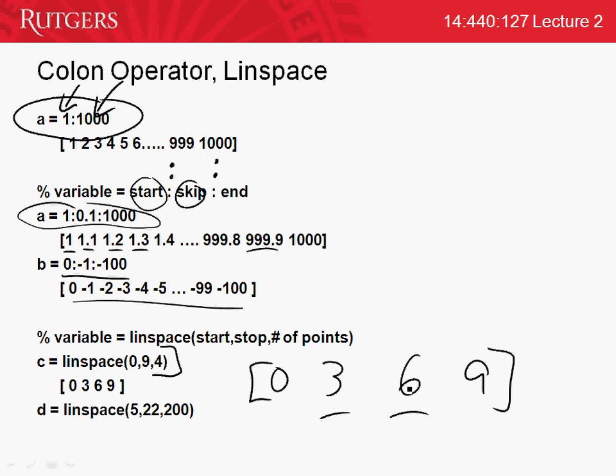And you can do that with any arbitrary number of points. It doesn't have to be evenly spaced out like in this example. So here, if we want to go from 5 to 22 with 200 points, we could do that.